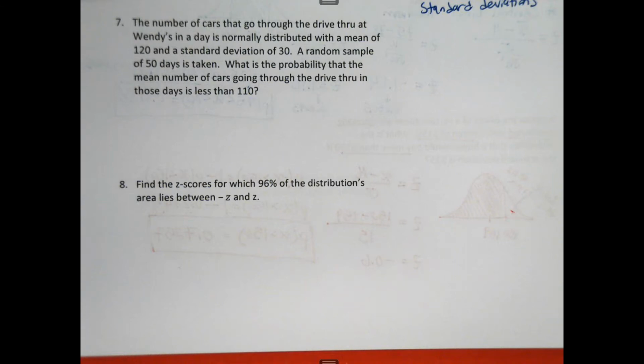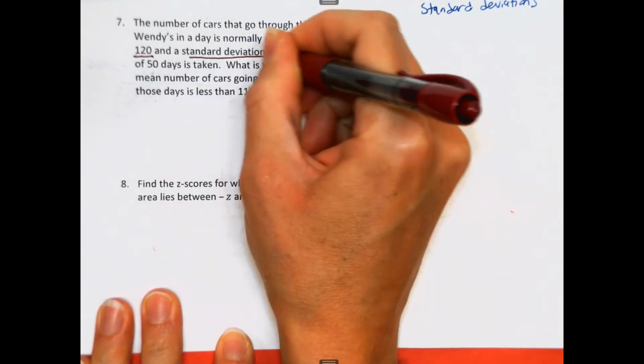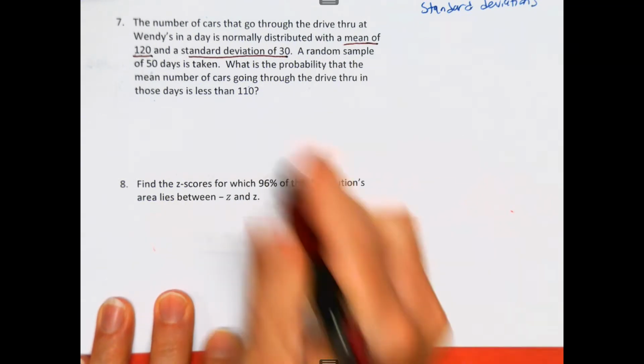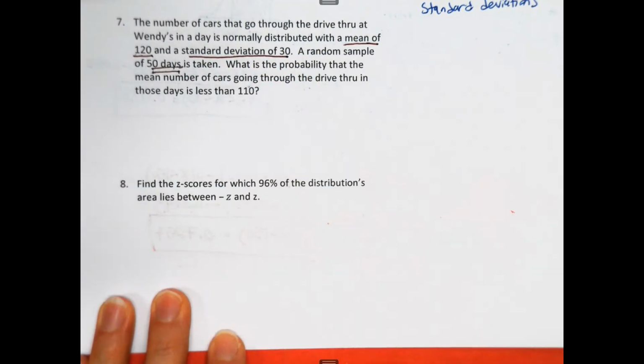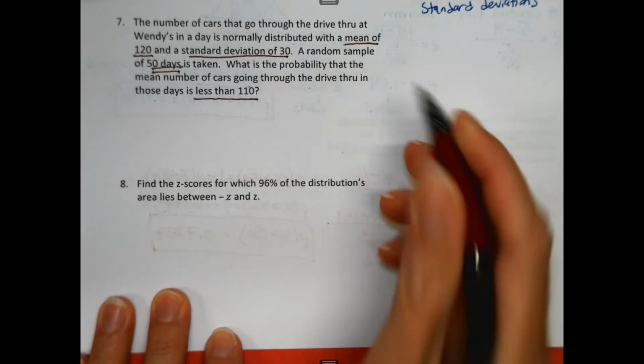The number of cars that go through the drive-thru at Wendy's in a normal day is normally distributed with a mean of 120 and a standard deviation of 30. A random sample of 50 days is taken. What is the probability that the mean number of cars going through the drive-thru in those days is less than 110?